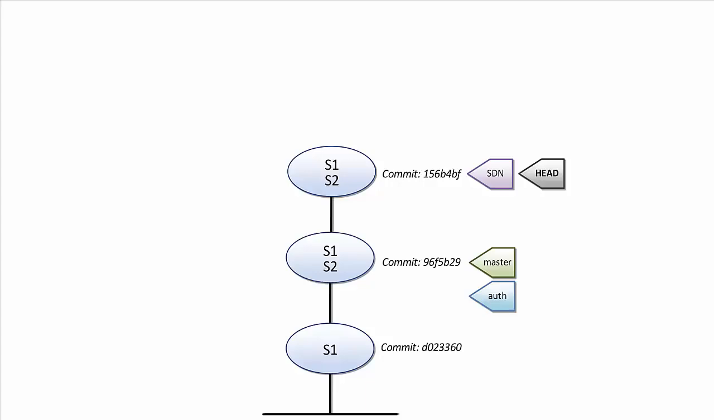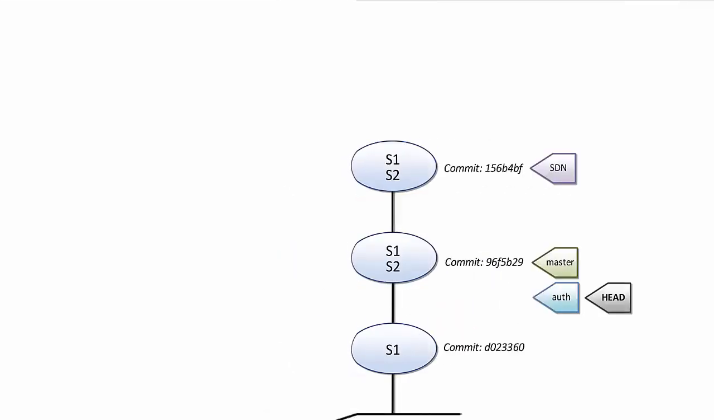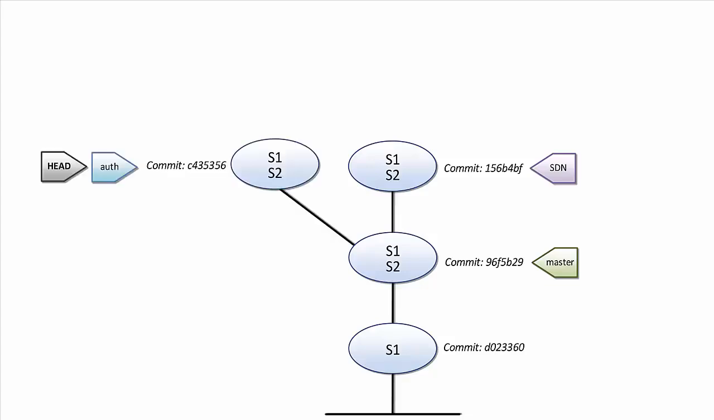After that, we will work on the auth branch. We will run git checkout auth. That will move the HEAD pointer from SDN to auth. While on the auth branch, we will make a different change. We will stage and commit that change. This will create a new commit, and only the auth branch will move to it. We will end up with our three branches pointing to different commits. The content of our file S1 will be different depending on which branch we check out. Let's do all of this now.